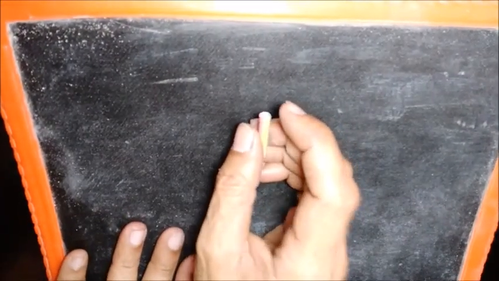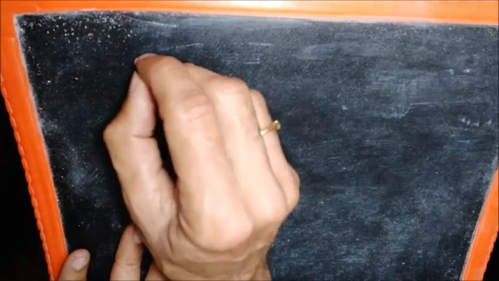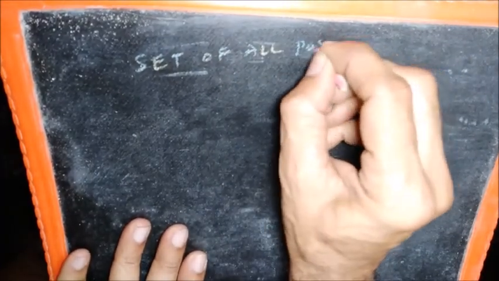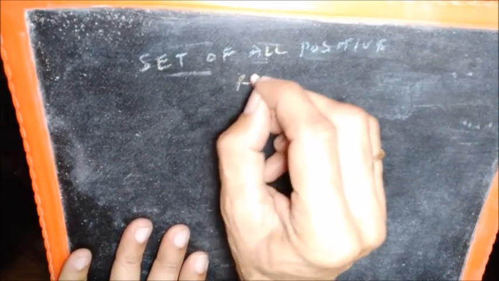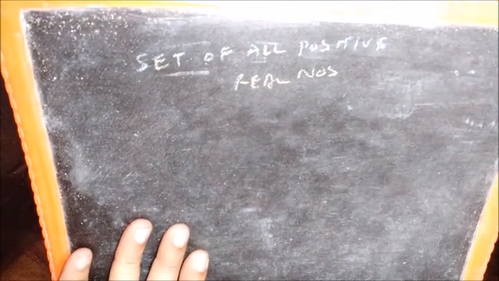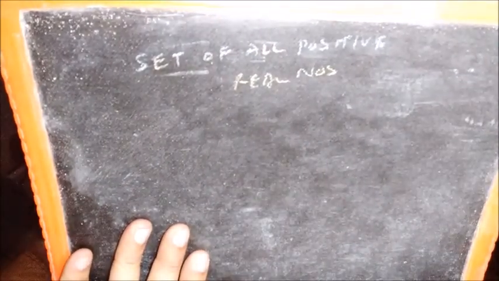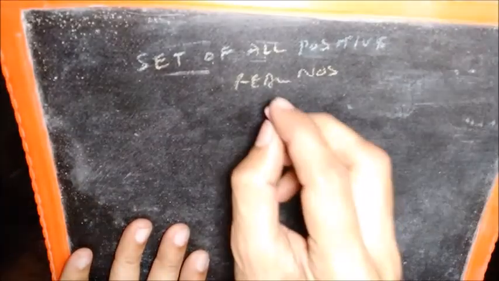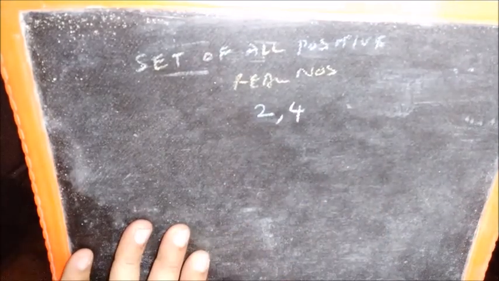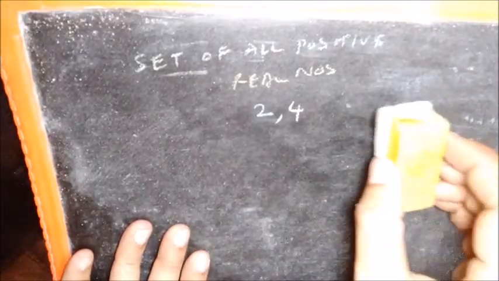The next example is the set of all positive real numbers. Let us see whether the set of all positive real numbers constitutes a vector space. So these will be vectors with only one component. An example of a positive real number is 2. Another example is 4. The task we have in our hands is to find out whether the set of all positive real numbers is a vector space.